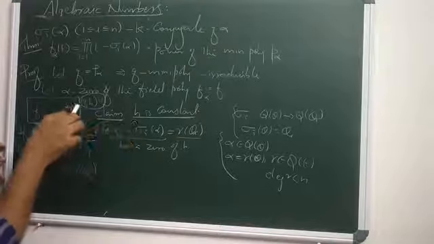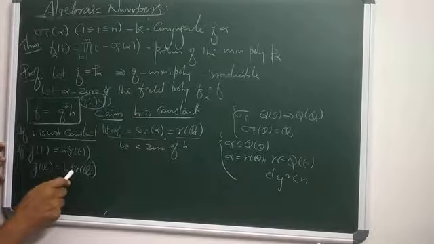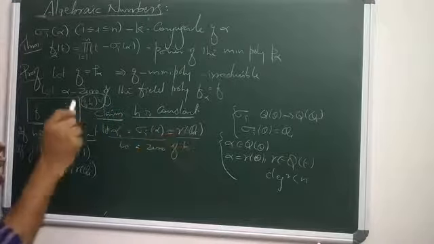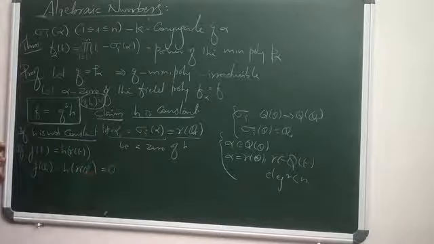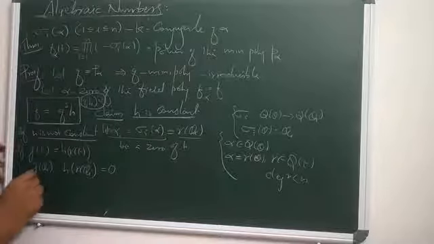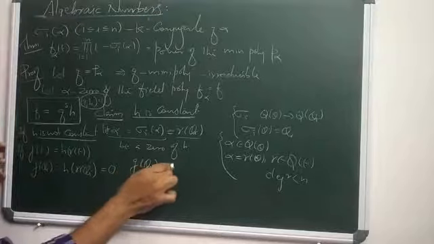But what is alpha I? Alpha I is a zero of h. Since alpha I is a zero of h, and alpha is nothing but r theta I, so r theta I is a zero of h. So what is h of r theta I? H of r theta I equals 0. So g of theta I equals 0.